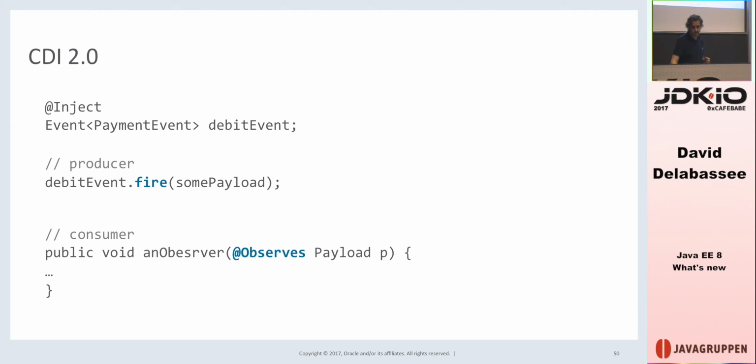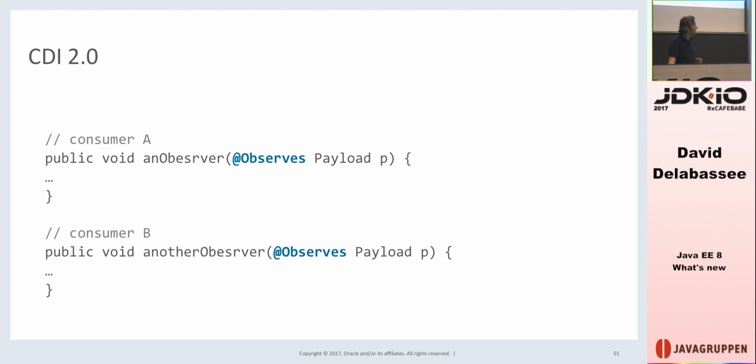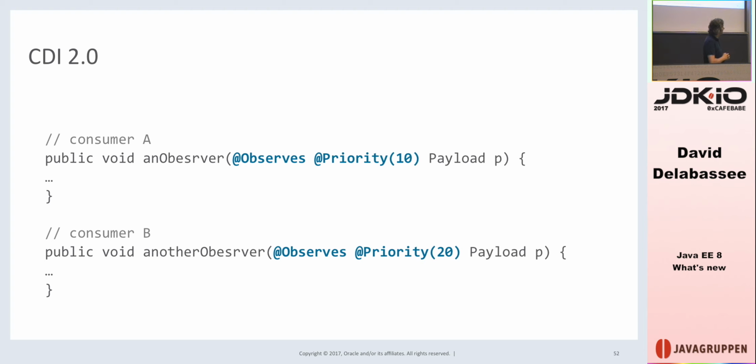So this is something that is part of CDI 1.0. You can have one or multiple observers. The thing is that if you have multiple observers, it was up to the implementation, so it was up to the CDI implementation to define the order in which they will be invoked. So it was left to the implementation to do that, which might be tricky in some cases.